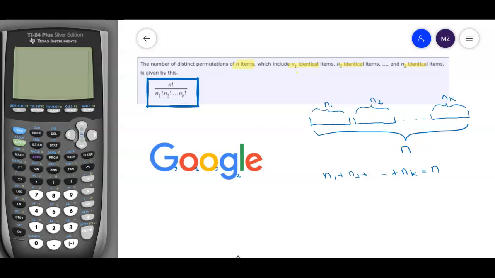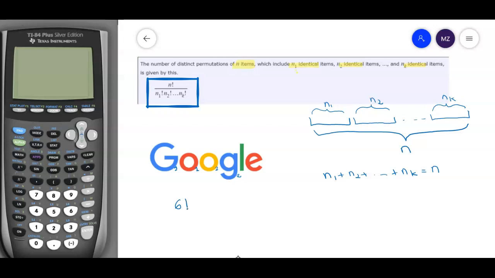So first of all, how many different words can I make out of this? That's going to be the number of permutations. So I can permute these letters, and the number of permutations of these 6 letters is going to be 6 factorial.